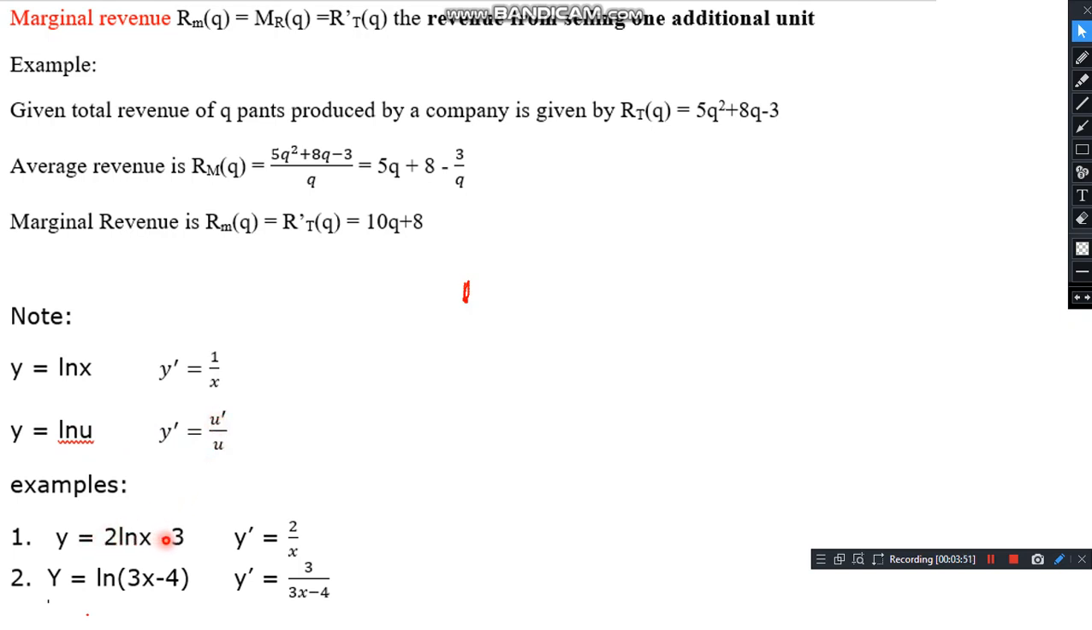Example, if you have 2 ln x, the derivative of ln x is 1 over x, so 2 over x. If you have ln of 3x minus 4, the derivative will be u prime, so the derivative of 3x minus 4 is 3, over 3x minus 4. So for the derivative of a logarithm, you just need the notion: you derive the inside over the expression inside.